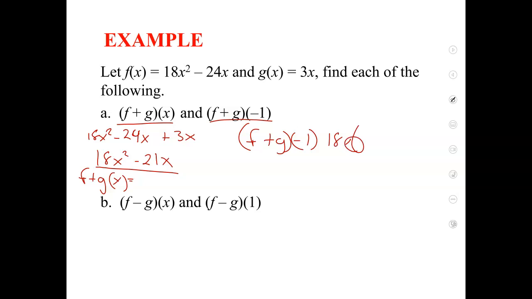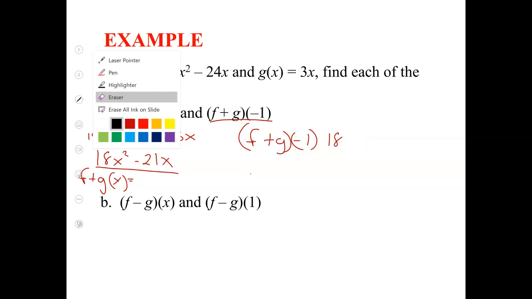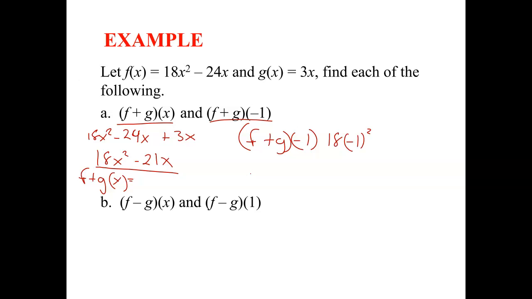Try that again. Once more with feeling. Plug in the negative 1 for the x, and the negative 1 again, and then evaluate. What's negative 1 squared? So 1 and then 18. And then plus 21. Oh, and then 39. There you go.